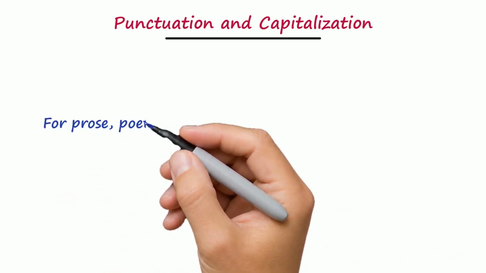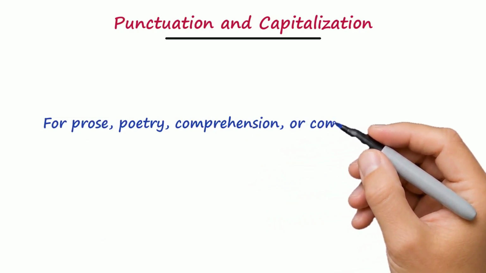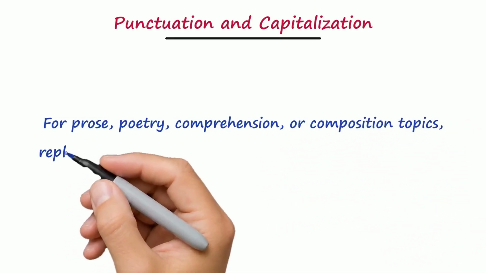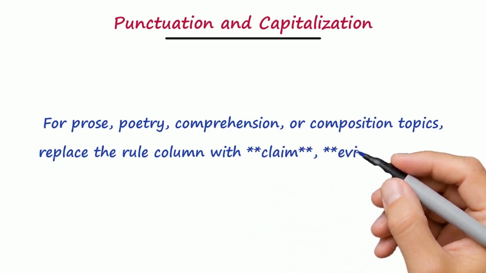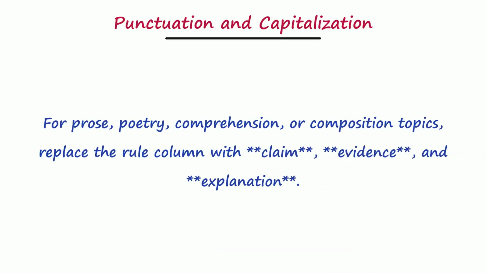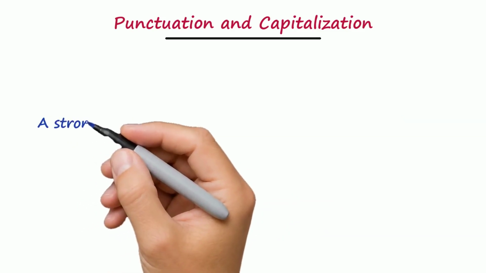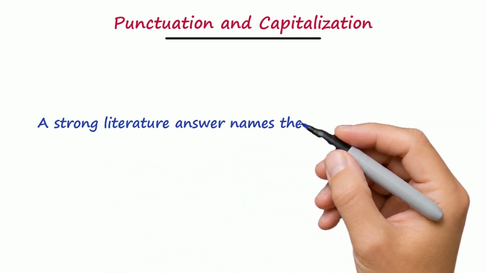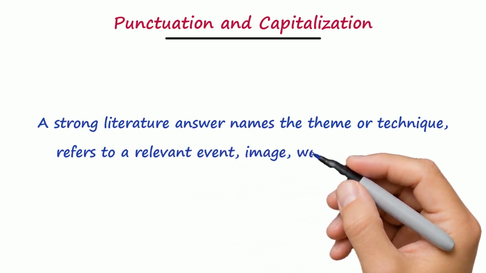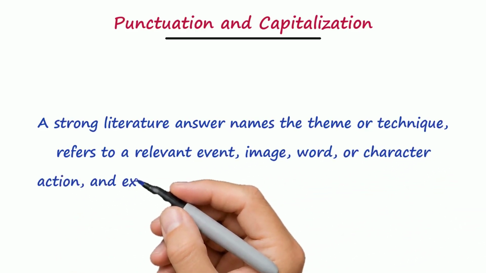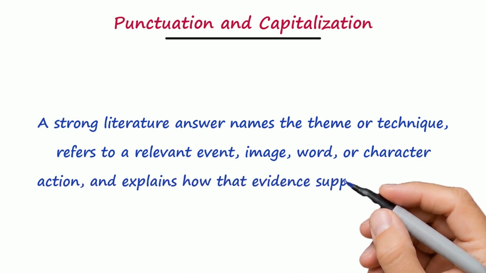For prose, poetry, comprehension, or composition topics, replace the rule column with "claim," "evidence," and "explanation." A strong literature answer names the theme or technique, refers to a relevant event, image, word, or character action, and explains how that evidence supports the claim.